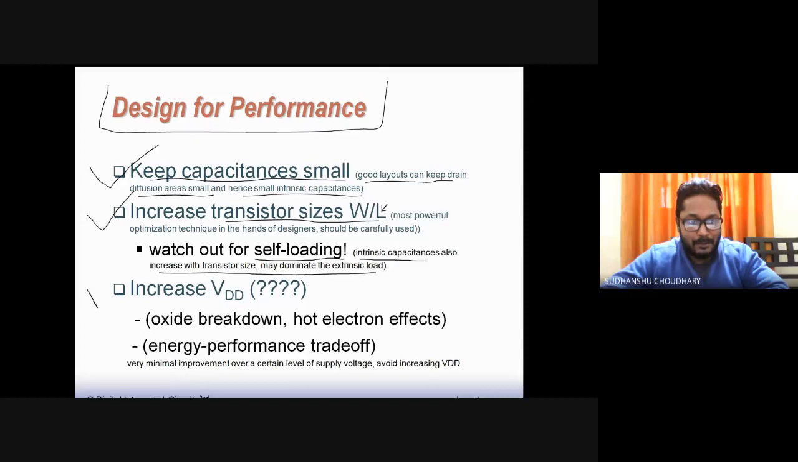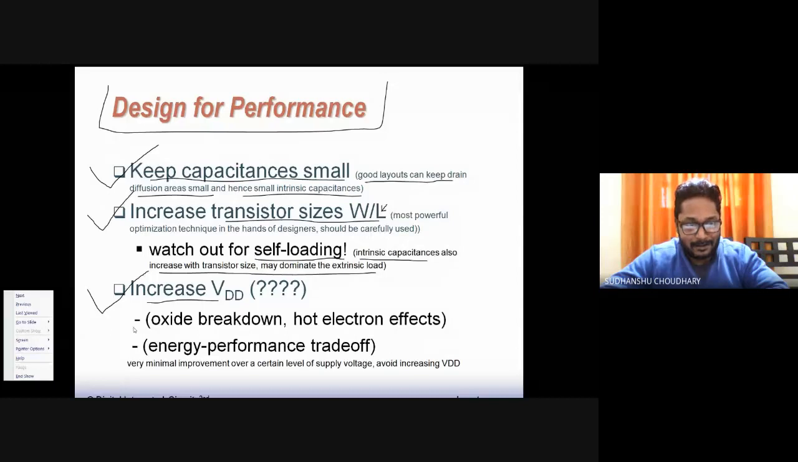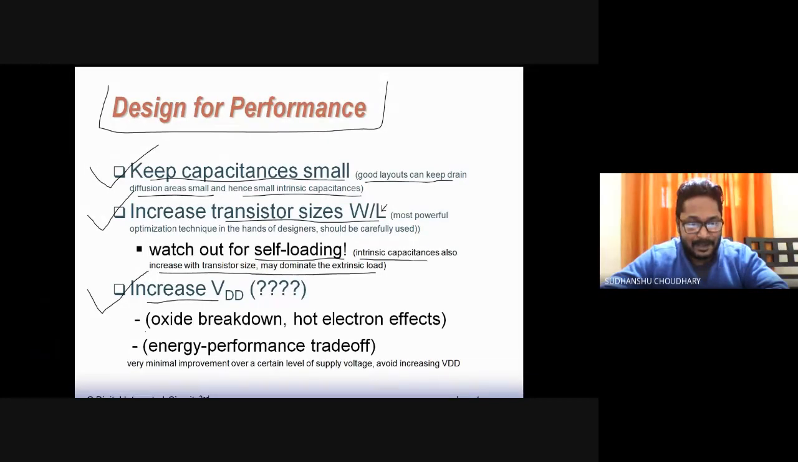Now we also saw that one can think about increasing VDD to bring this delay down, right? So increasing VDD makes the delay small. Okay, but then how much higher can VDD be? How high can you keep VDD? That will again require some investigation and thought.